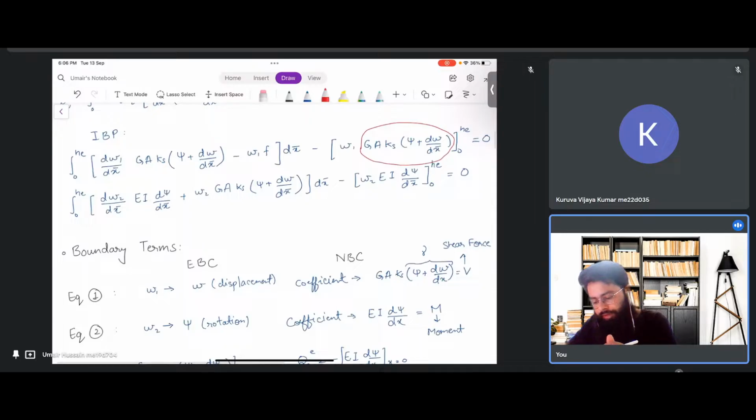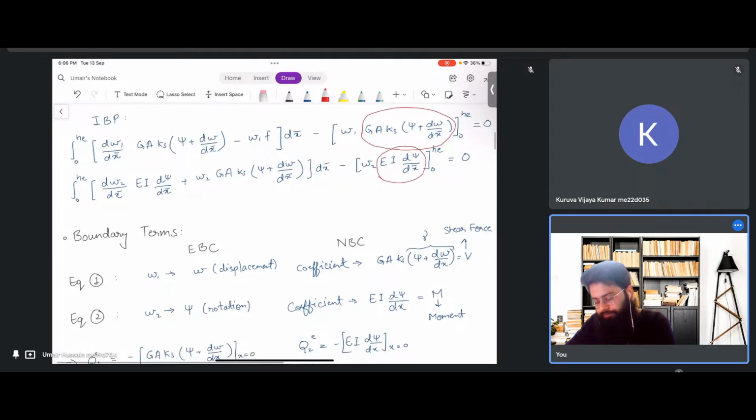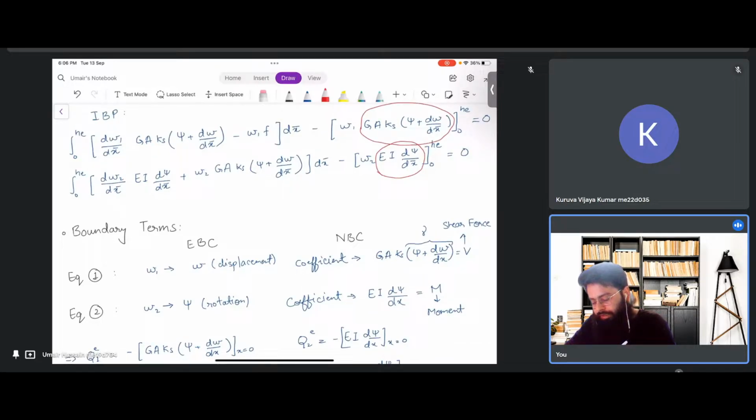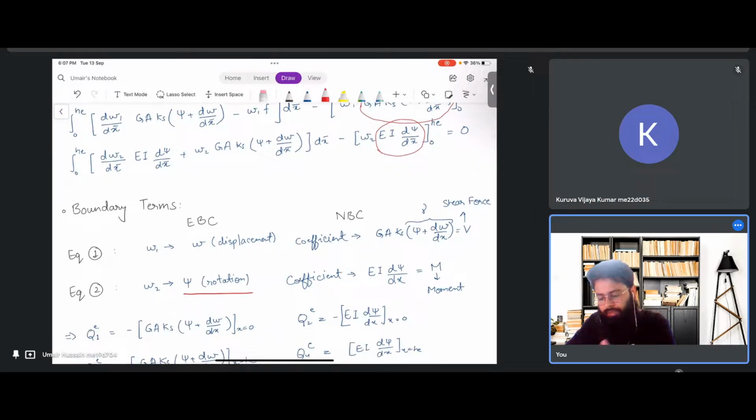And similarly, for the second boundary condition, we have the coefficient of the second variable here. Of course, our second variable is psi, the rotation, so the essential boundary condition would be psi. So this EI d psi by dx is nothing but the moment, and this is the other term. We know that psi plus dw by dx is the strain, and multiplied by G and A, it gives us the shear force.